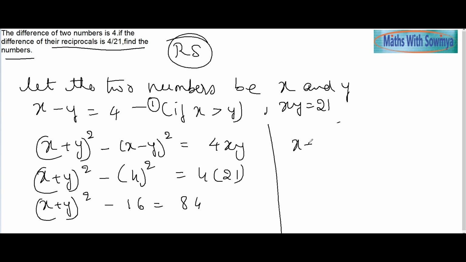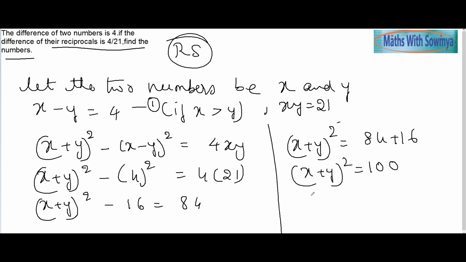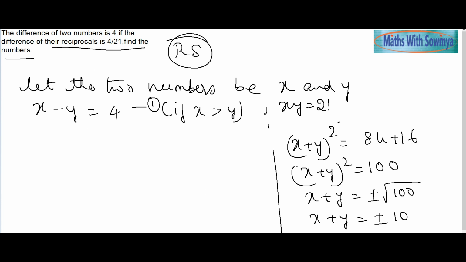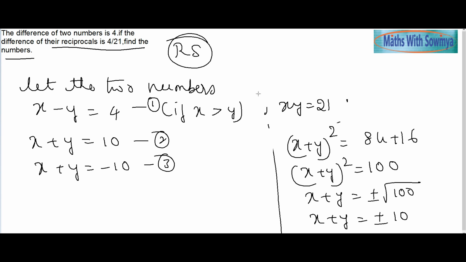So, what am I going to get? x plus y whole square equals 84 plus 16. x plus y whole square is equal to 100. x plus y is plus or minus root 100. So, x plus y is plus or minus 10. So, we got two more equations now. I'll just put it here. This means x plus y is equal to plus 10, equation 2, or x plus y is minus 10, equation 3. Now, we have to solve for both of them. Then we can easily find the answer.